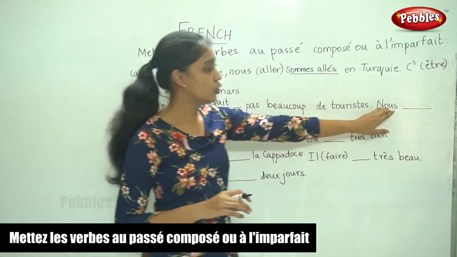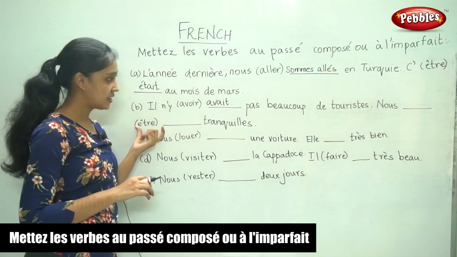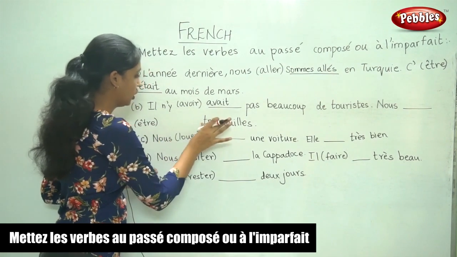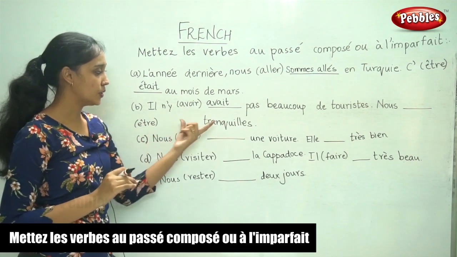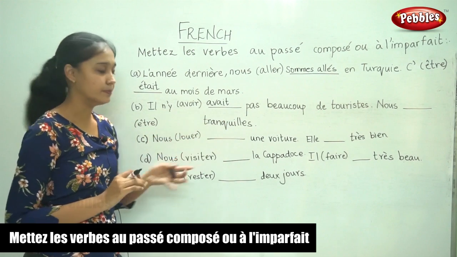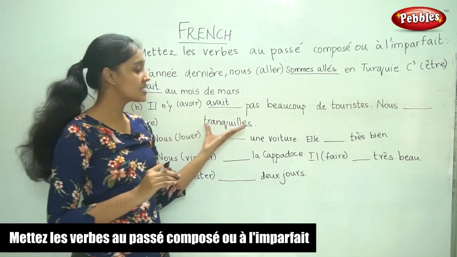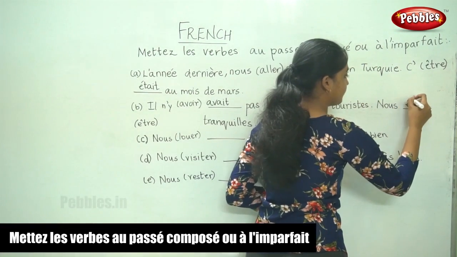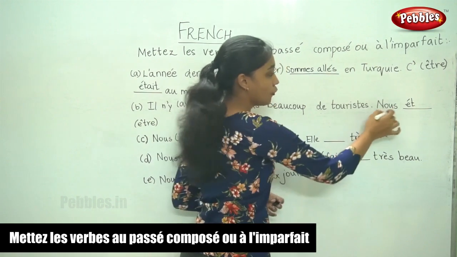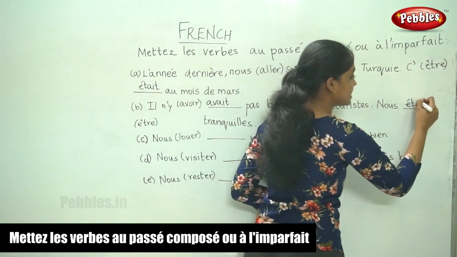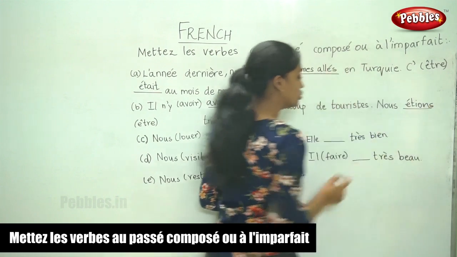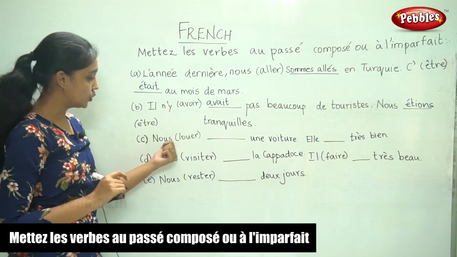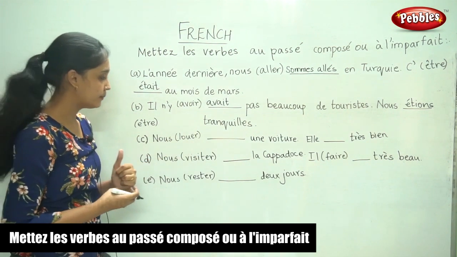The next one, nous dash être tranquille. So there is only one blank here. Nous, the verb is être. We were tranquille, calm. So this is also a description. So être is in the imparfait, et. For nous, the imparfait ending is ions. Nous étions tranquilles.